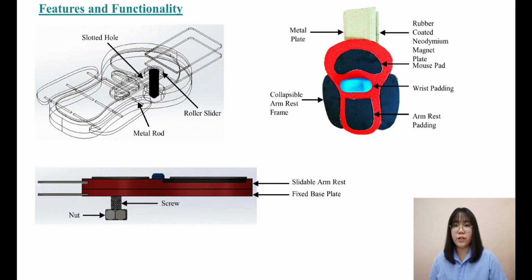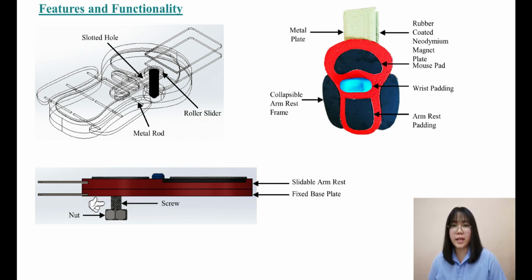The armrest consists of 13 component features as shown in the above labeled figures. The slotted hole is a slot that allows sliding motion of the roller slider, while the roller slider is a component that aids in sliding motion of the slidable armrest against the fixed base plate, which has internal thread along the inner side of the roller slider itself. The metal rod itself has a spring-loaded mechanism which can extend and retract by pushing the collapsible armrest frame.